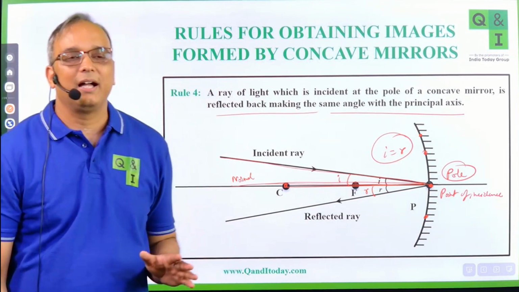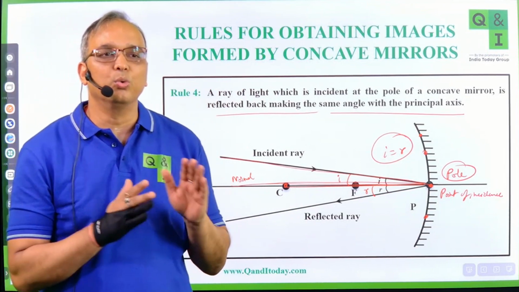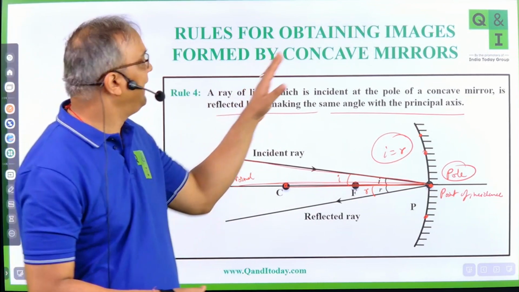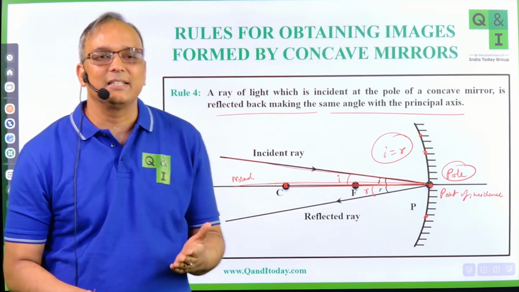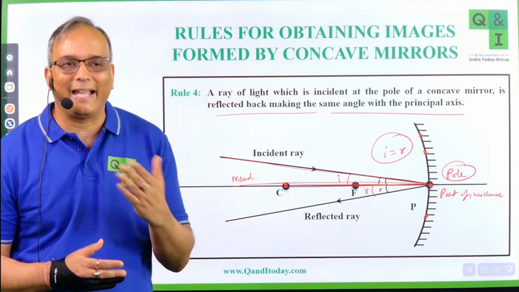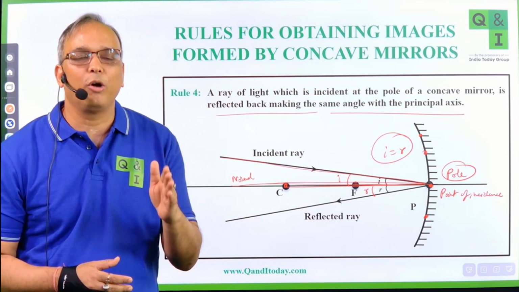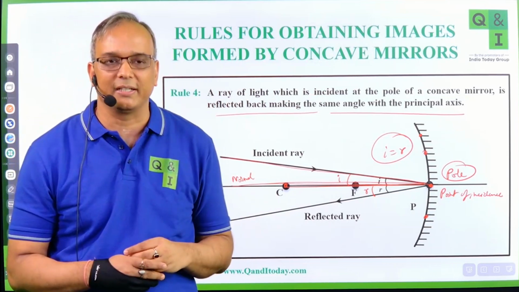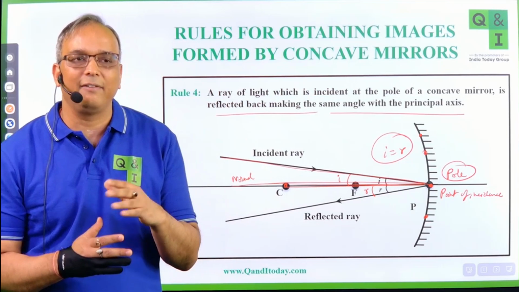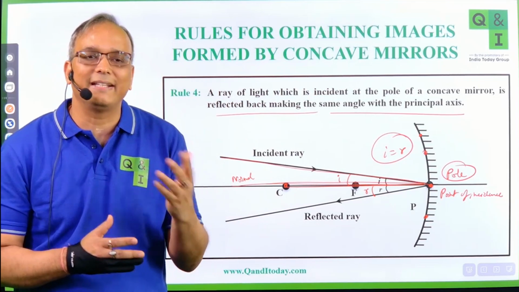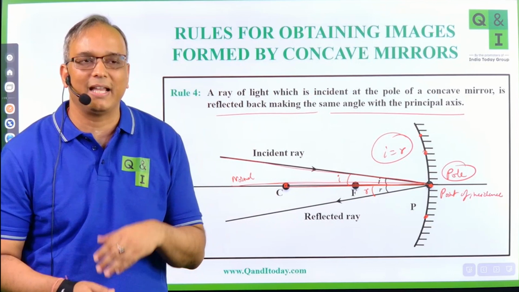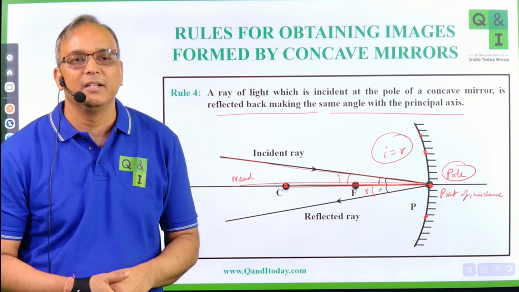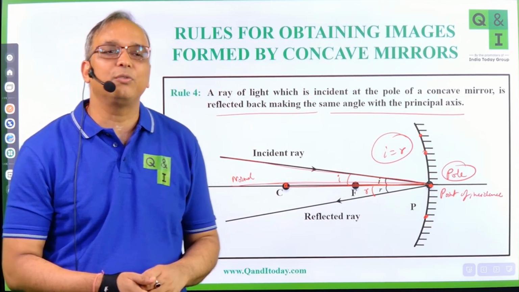So students, we have covered the rules for obtaining the image formed by concave mirrors. In the next class, we'll talk about the ray diagrams for images formed at different positions of the object. And then we'll also do convex mirrors and the rules for obtaining images in convex mirrors, whenever we meet. Okay. So thank you, students. Thank you for joining in.